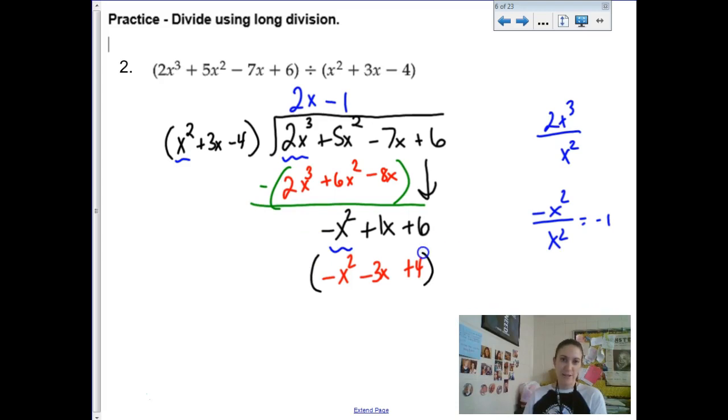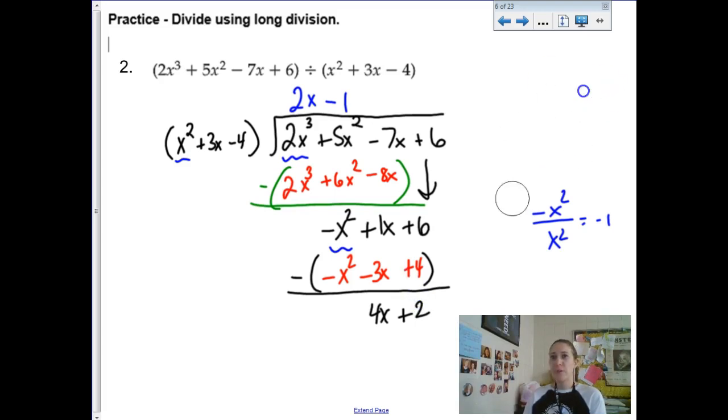Then, kind of weird, but I subtract this to get 4x plus 2. Something wrong on my key. I'll figure it out. Okay. So that remainder, instead of being a number, it's okay. It happens. But when I go to write my quotient, I have 2x minus 1 and then plus 4x plus 2 over 3, or x squared plus 3x minus 4.